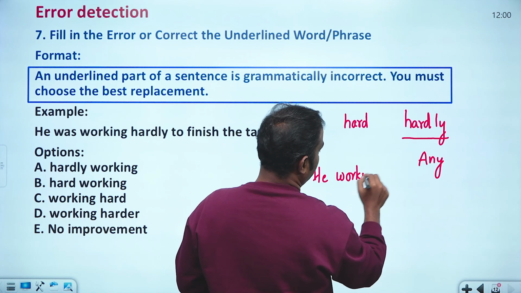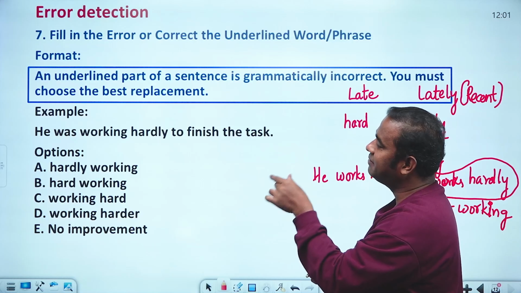Okay, so late means he's actually late. Lately means recently, very recent. So that's the difference you should be able to identify. So here, he was working hardly to finish the task means he is not at all working. That's the sentence meaning. So now try to replace this word here.